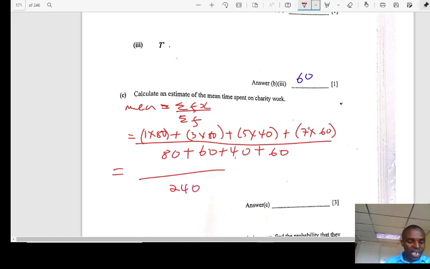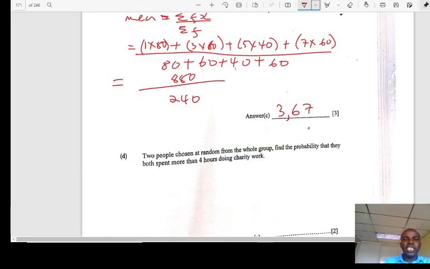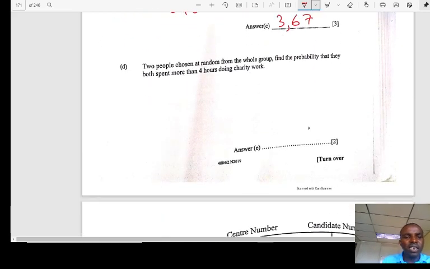So you punch the numerator: 1 times 80 plus 3 times 60 plus 5 times 40 plus 7 times 60, that's 880. Then divide by 240. You get, to 3 significant figures, 3.66666, so it's 3.67. That's an estimate for the mean.